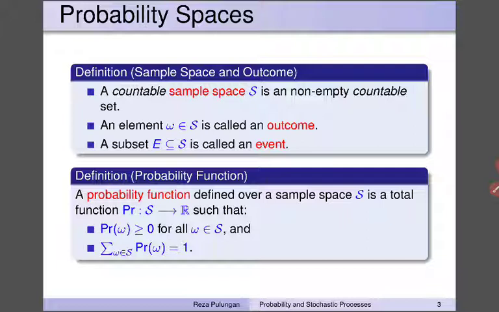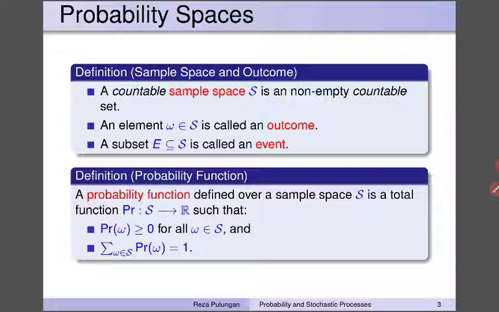Now, an element omega inside of this set S is called an outcome, and any subset E of S is called an event. So, both sample space and events contain basically outcomes. The second component of a probability space is a probability function.